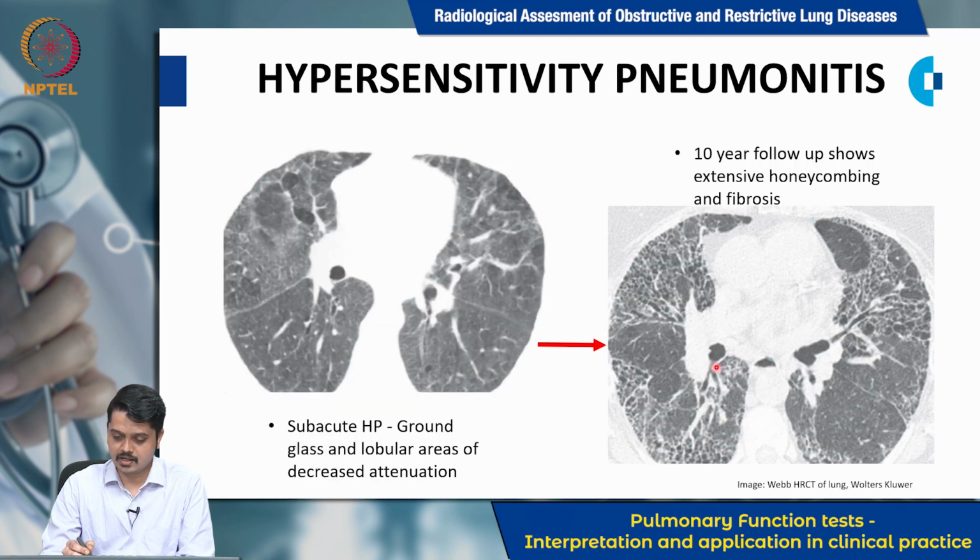This is a follow-up case of hypersensitivity pneumonitis where there is extensive lung fibrosis in the form of honeycombing and interlobular septal thickening. Here the fibrosis will be more in mid and upper lung zone rather than the lower zone predominant idiopathic pulmonary fibrosis.